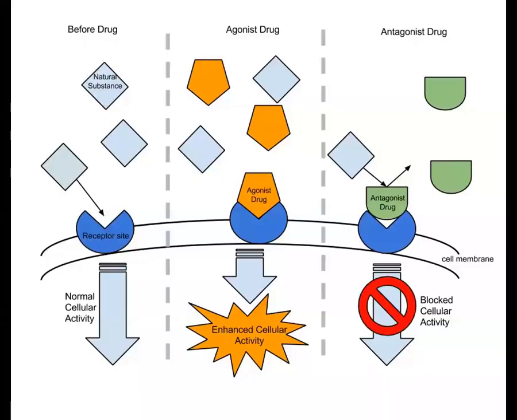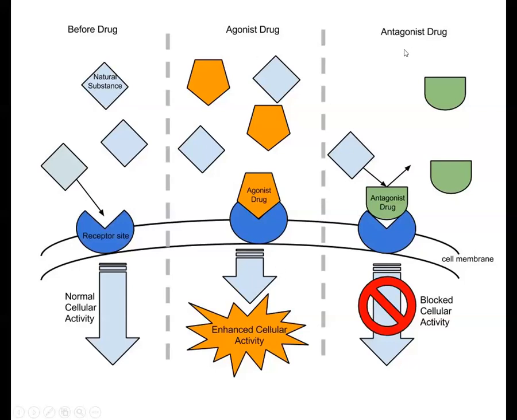So let's just remind ourselves of the difference between agonist and antagonist. So this is normal, this is natural on the left. Before the drug, you've got a natural neurotransmitter that binds to the receptor, you reach threshold, and the signal's passed on, you get cell activity. Agonist drugs are basically very similar to the natural neurotransmitter. They bind to the receptor, and they increase the chances of reaching threshold because you have a higher concentration within the synaptic cleft, and so you have enhanced cellular activity.